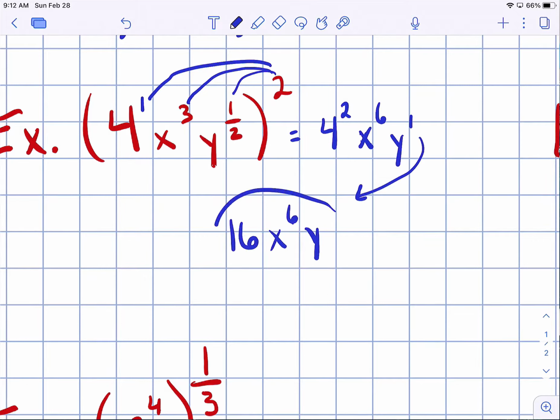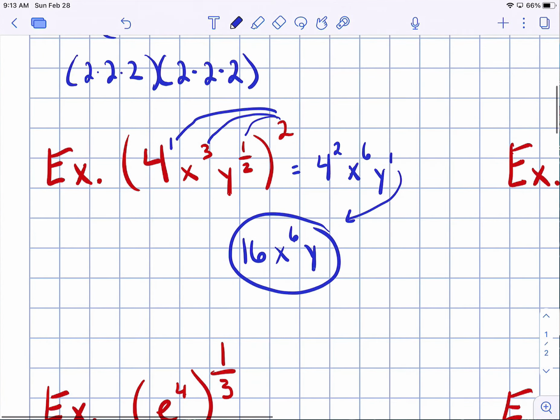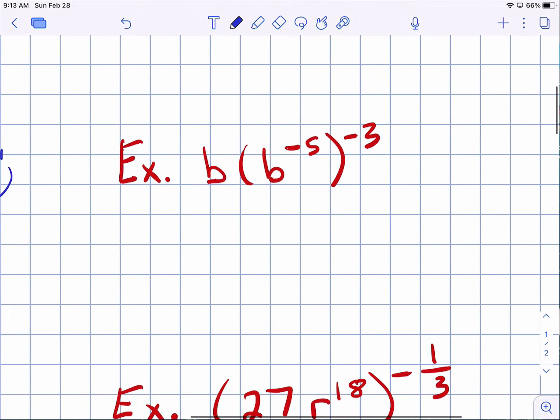I am not going to write the y to the first anymore. I'm just going to write a y. We don't need to write the 1 there. It's one of those things: if we don't need it, then don't write it. Same thing with the 16. I'm not going to write 16 to the first power, so I'm not going to put the 1 on the y either. We know that's what it should be. All right, halfway home. Let's keep on moving.